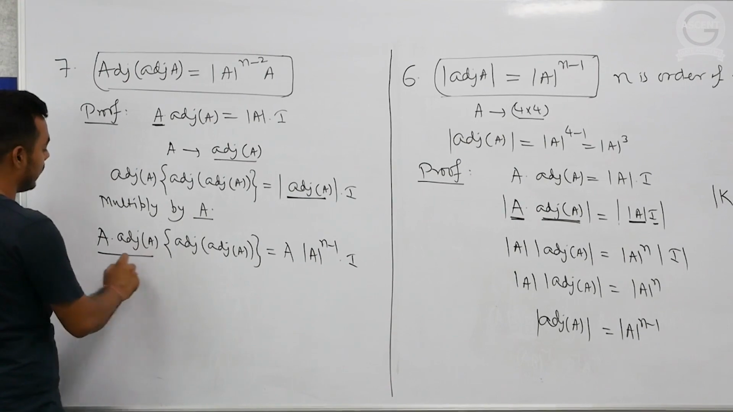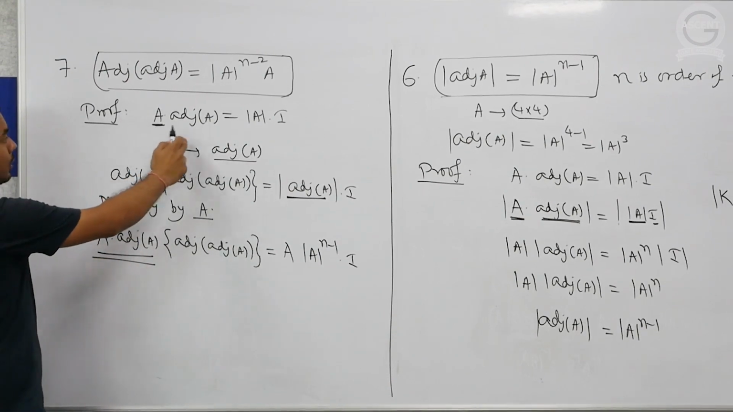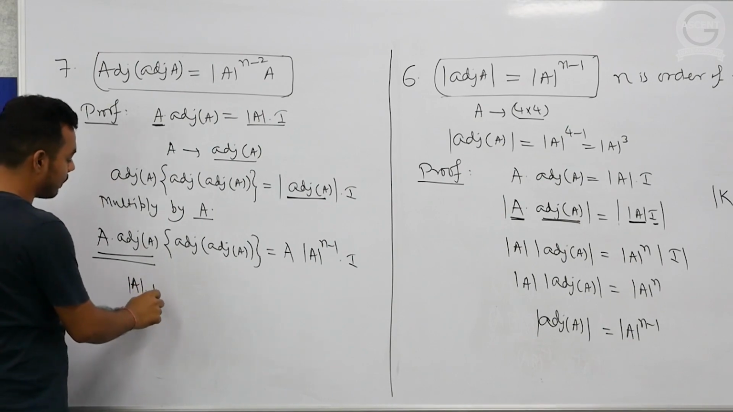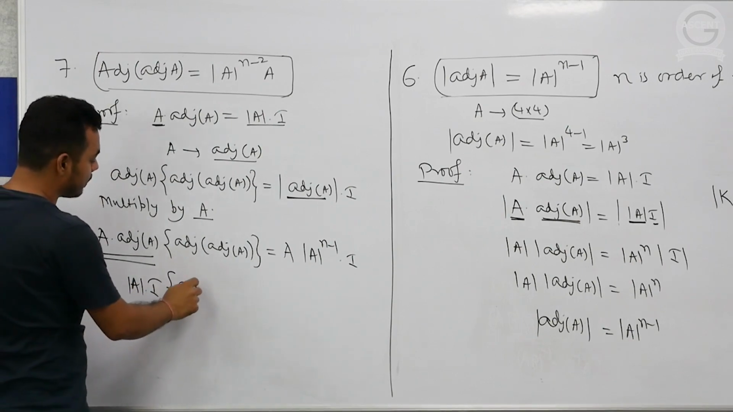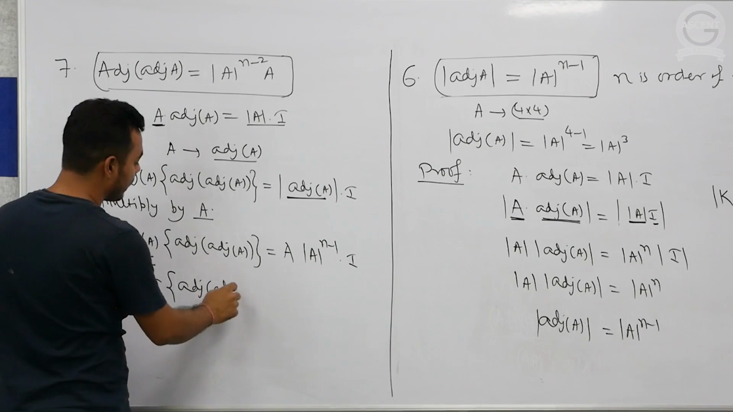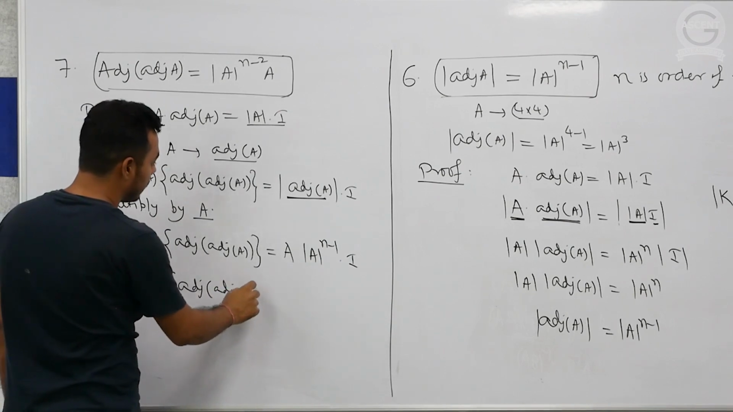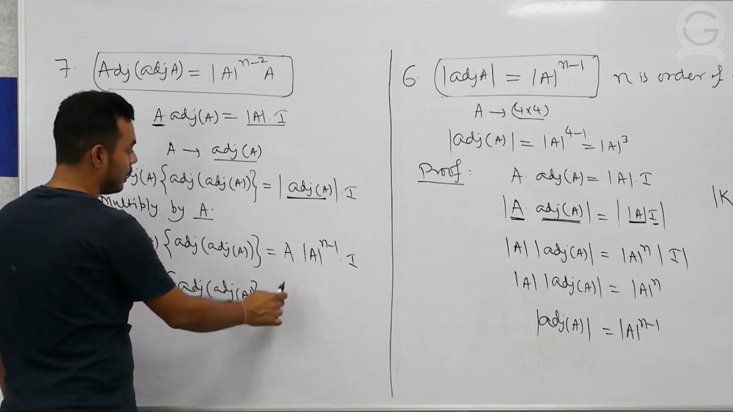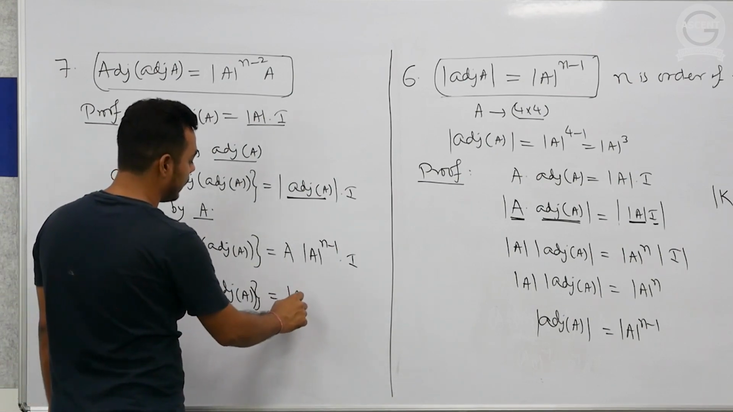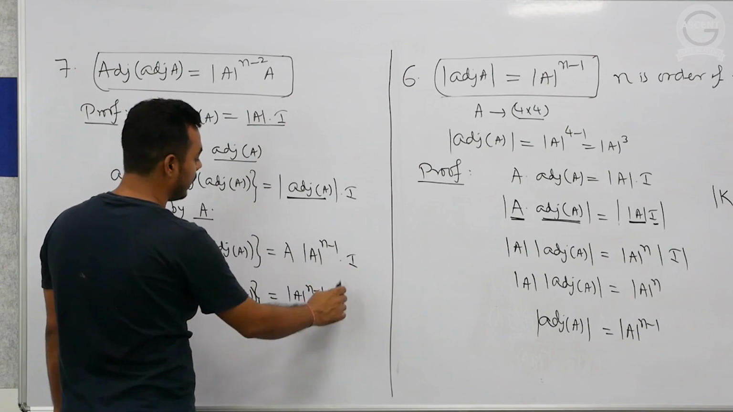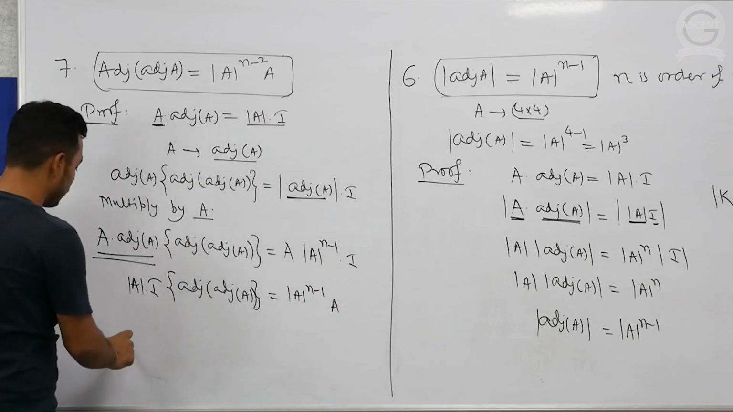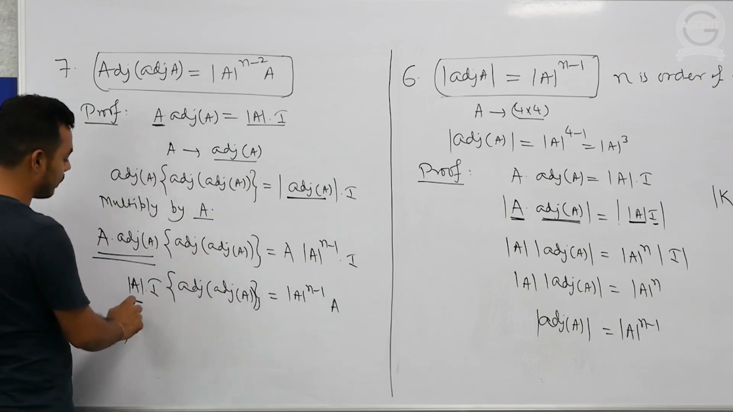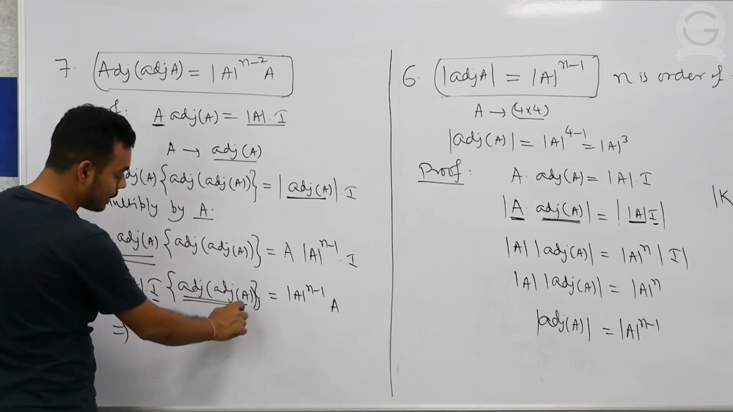Now A into adjoint of A, from the first property we know this is determinant of A into identity. So I will get determinant of A into identity, multiplied by adjoint of adjoint of A, and this will be determinant of A to the power n minus 1. A into identity is matrix A. Now you can see that if I rearrange this relation and divide both sides by determinant of A, identity into this matrix is this matrix itself.